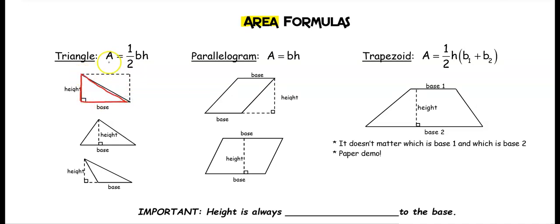When I look at my formula, it's A equals 1/2 B times H. B is going to be base length, the length of my base. H is the height of the triangle. Because I'm in the triangle formula, this H is representing the height of that triangle.